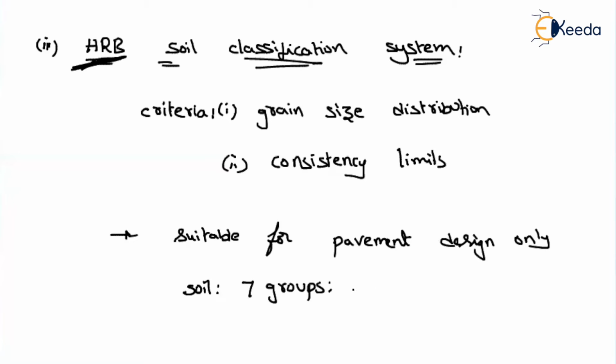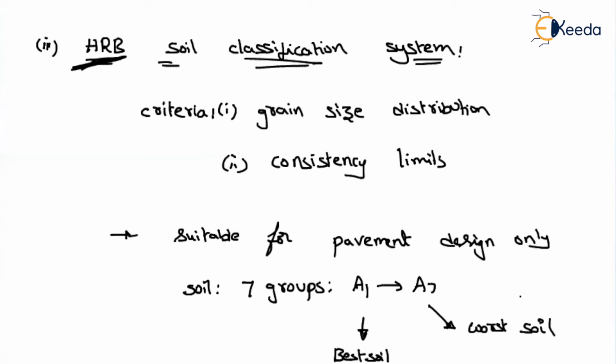7 different groups. That means from A1 to A7: A1, A2, A3, A4, A5, A6, A7. So like that, the soil is divided into 7 different groups. If it is A1, then we will classify it as the best soil. And if it is represented as A7, then we will call it the worst soil. So all these are observed from the practical point of view.